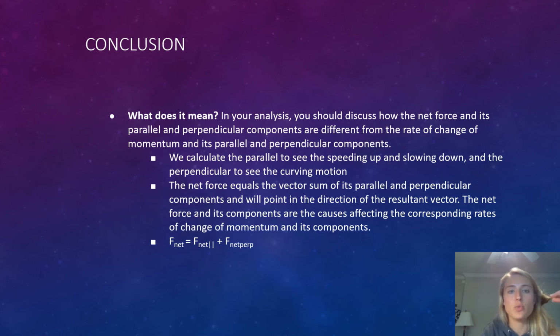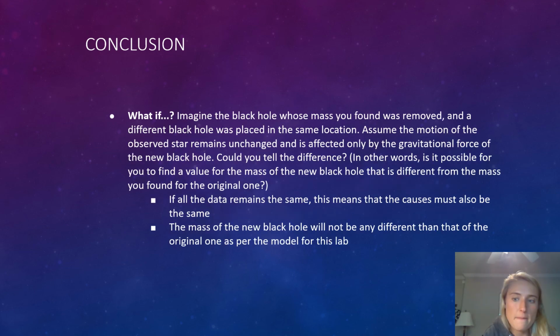So in conclusion, what does this mean? The question poses in the analysis: discuss the net force and its parallel and perpendicular components and how these are different from the rate of change of momentum and its parallel and perpendicular components. We calculated the parallel to see the speeding up and slowing down, and the perpendicular to see the curving motion like I explained before. The net force equals the vector sum of its parallel and perpendicular components and will point in the direction of the resultant vector. The net force and its components are the causes affecting the corresponding rates of change of momentum in its components, as you can see in that equation.